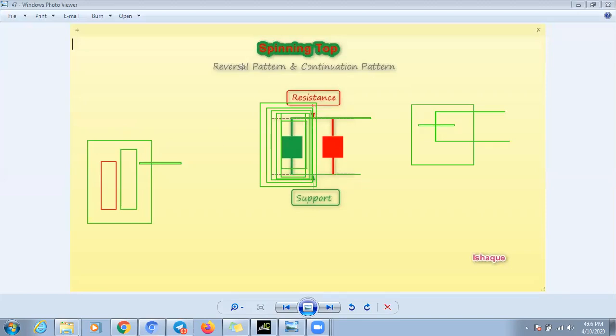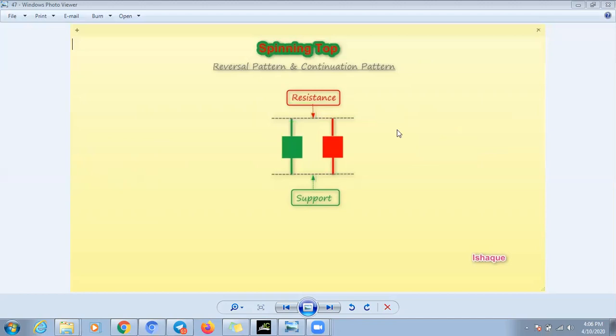Sir, sometimes 3 to 4 spinning tops form continuously. I have observed this in trading. Why, sir? How do we trade that pattern? Look at one thing: what does this spinning top show? It shows weakness, but it shows that in the green candle the buyers are in control. In this candle, the sellers are in control.